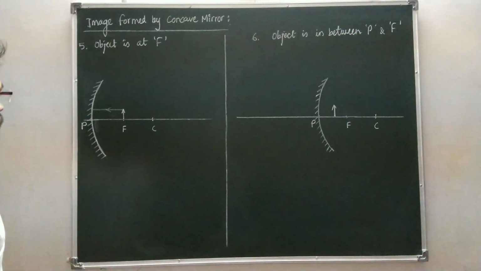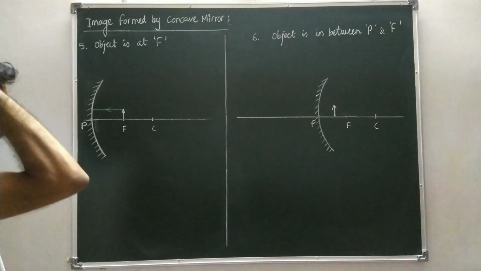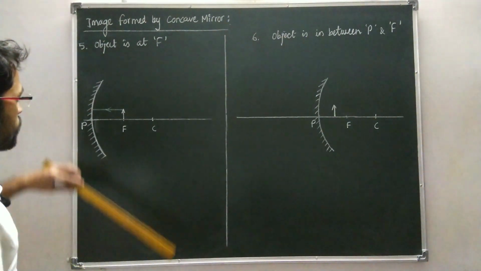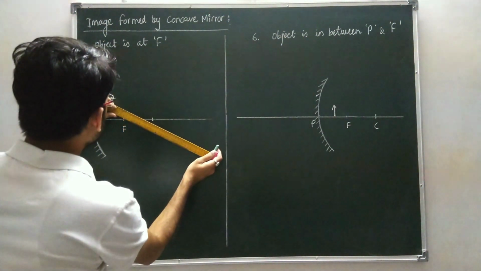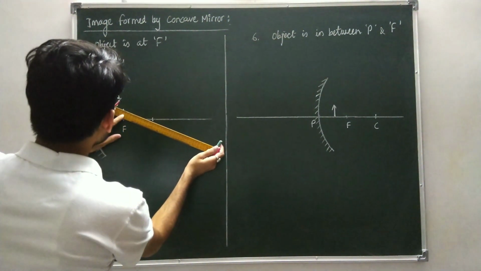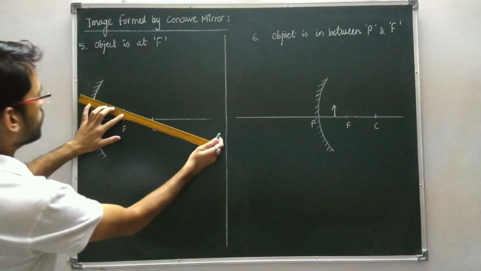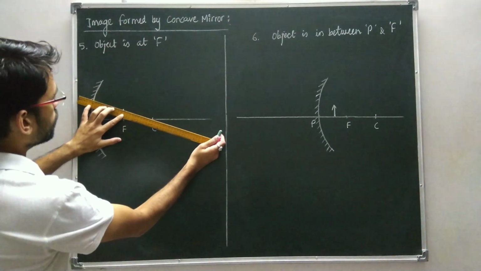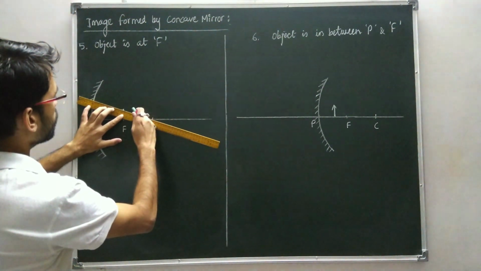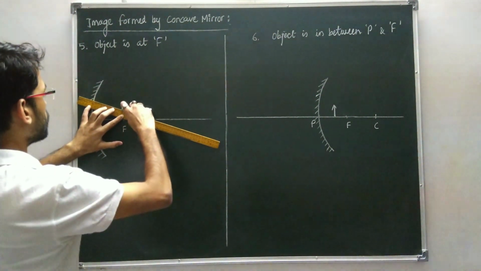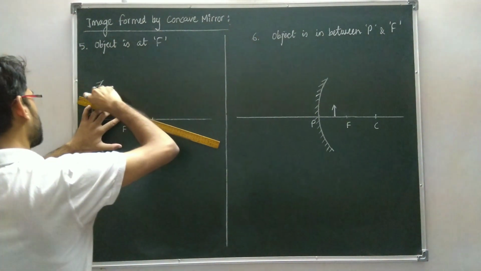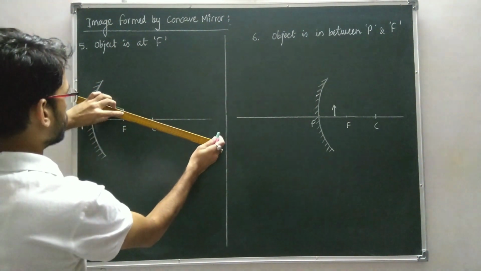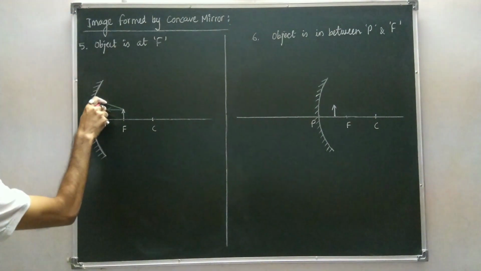Okay, and the second ray is along the normal. This is the second ray which is along the normal.